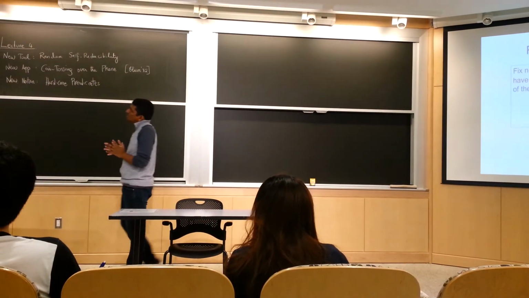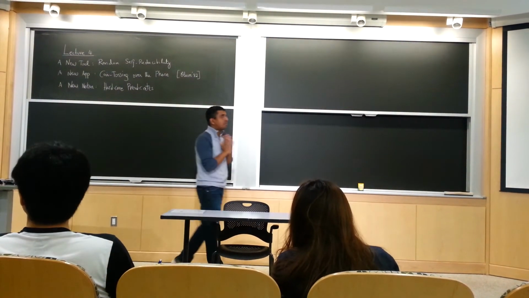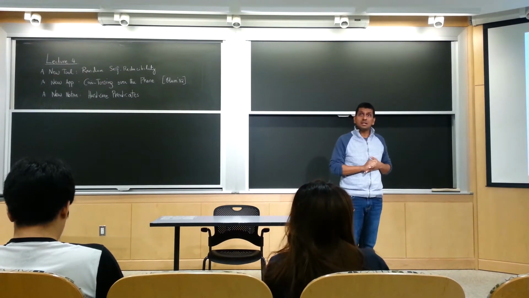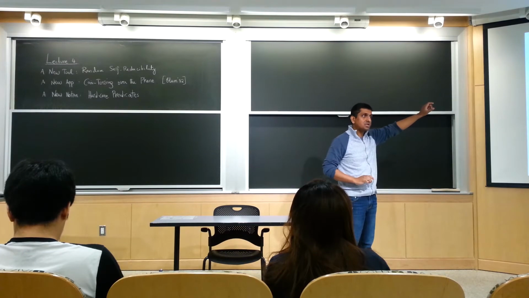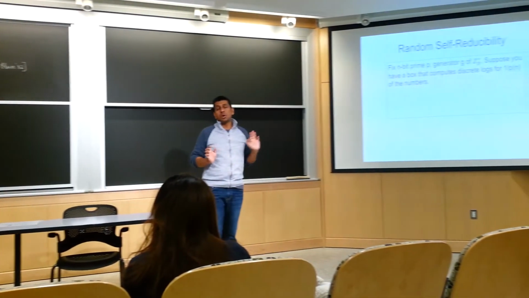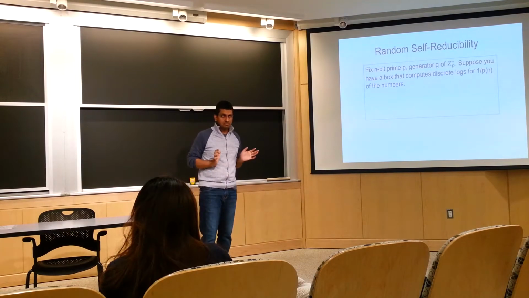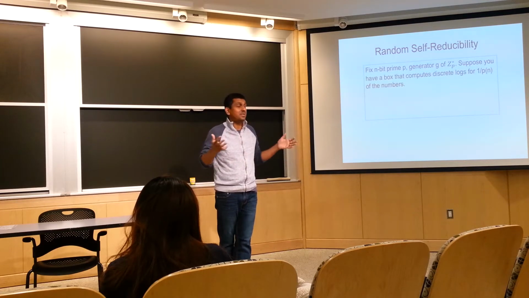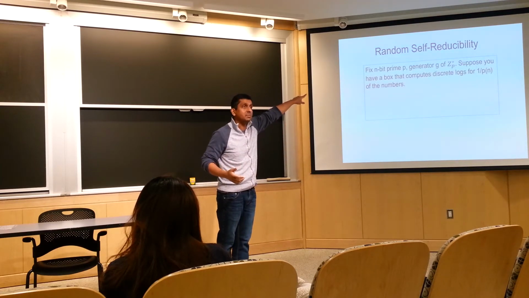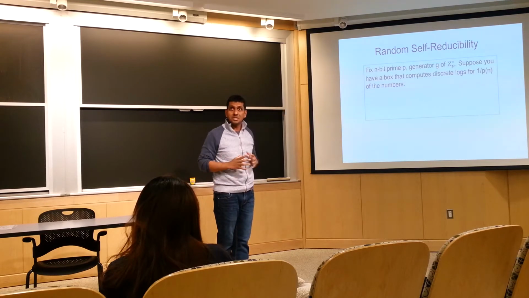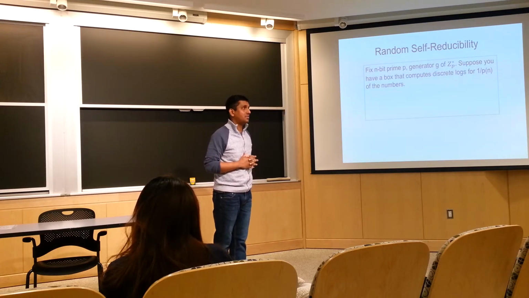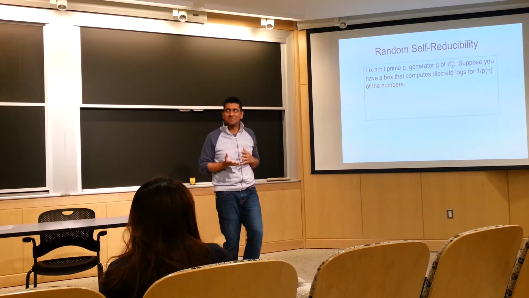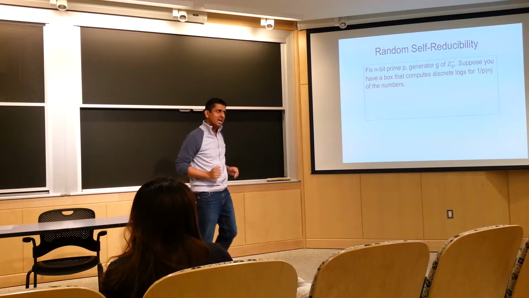And random self-reducibility is the following question. Suppose you have a box, where did this box come from, I don't know, that computes the discrete logarithm, it inverts this function that goes from x to g to the x, for a 1 over polynomial fraction of numbers. That's helpful. The 1 over polynomial is a decent fraction, so 1 over n to the 100, where n is the bit length of p. So you have a box that computes discrete logarithms for a 1 over n to the 100 fraction of numbers. That's helpful, but not super helpful. It doesn't compute discrete logs everywhere. It computes discrete logs on a very small fraction of the group.